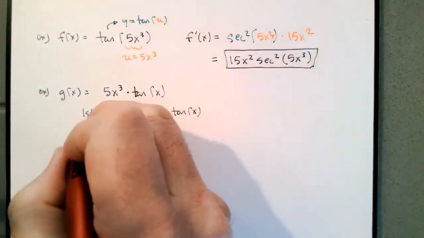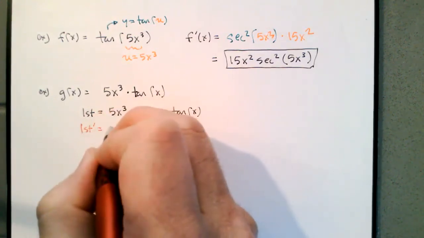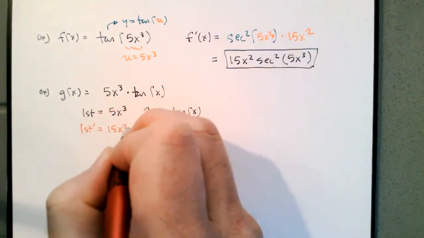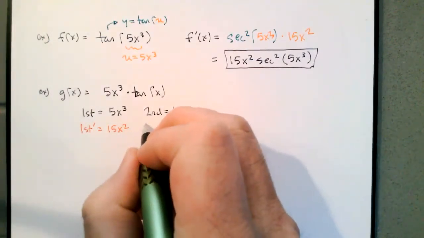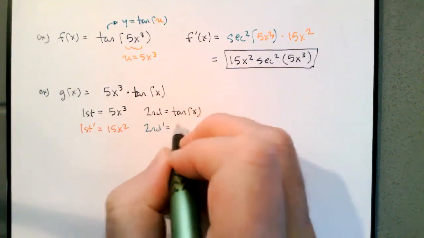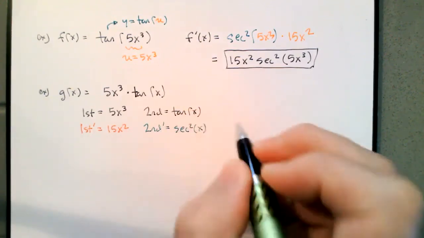Now I need the derivative of the first. The derivative of the first is 15x squared, and the derivative of the second, the derivative of tangent, is secant squared x.